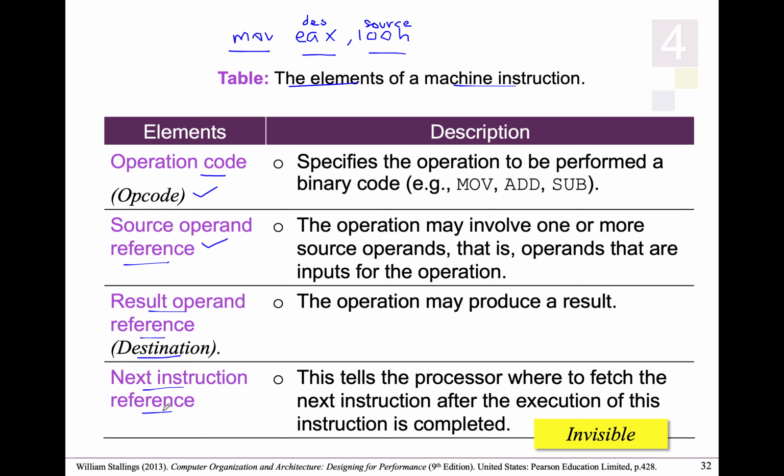And for the next instruction reference, normally you have maybe a jump to a loop or whatever that you assign as the next instruction. After this, what happens? So it's called the next instruction reference. It tells the processor where to fetch the next instruction after the execution of the instruction is complete. After you have executed it, where are you going to go?